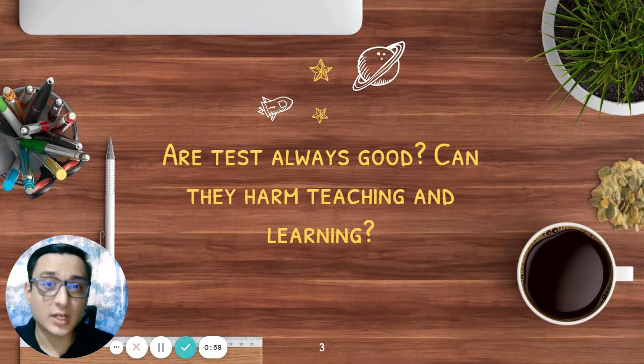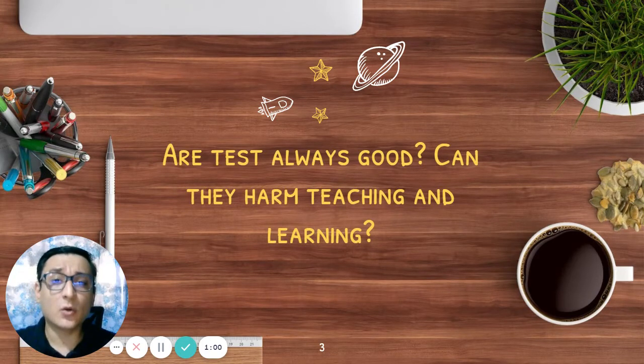And we also have to think about these questions. Are tests always good? Can they harm teaching and learning? Because we normally think about exams as positive. However, there could be situations in which they could actually harm the process of teaching and learning. Let's see how.